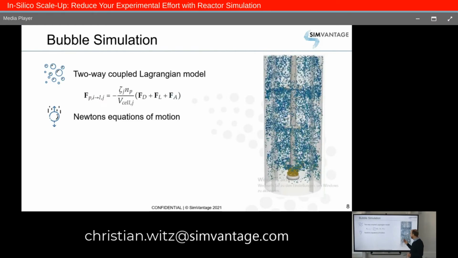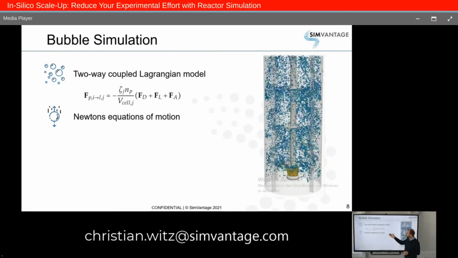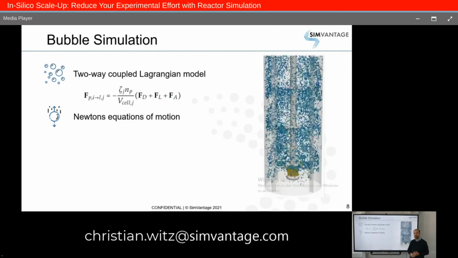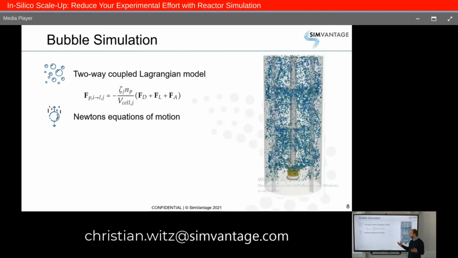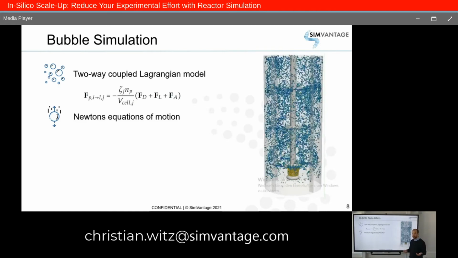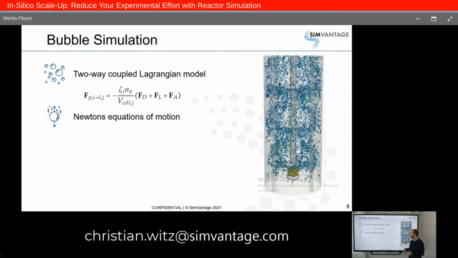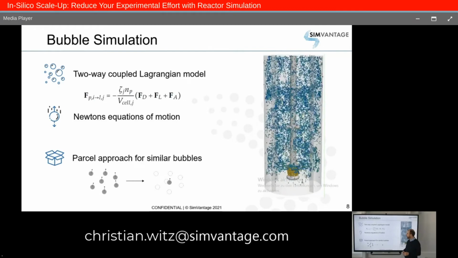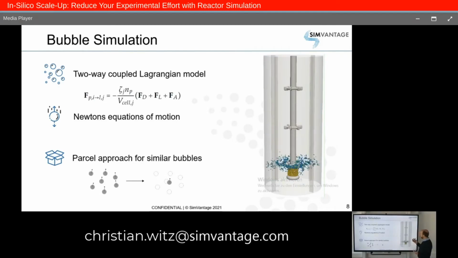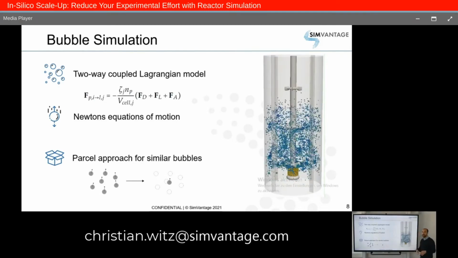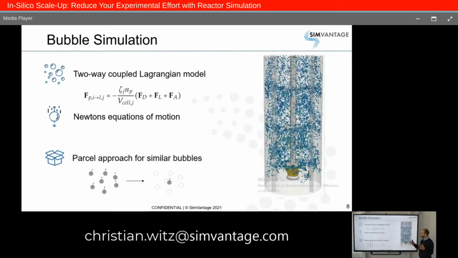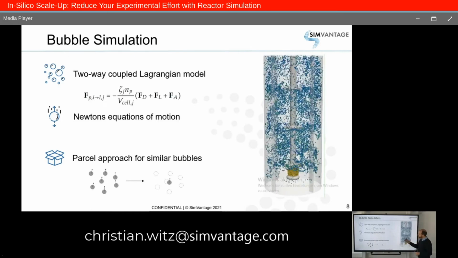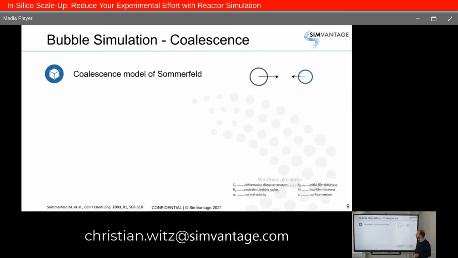And for the movement of the bubbles, so that you know where they are going, we solve Newton's equations of motion. This is simply all the forces which act on such a bubble summed up. And with the resulting force, we know the acceleration and the velocity and the position at the end of each time step. And because in a production scale reactor the number of bubbles is so high, we group some of the bubbles together which have similar properties. And this is called the parcel approach.